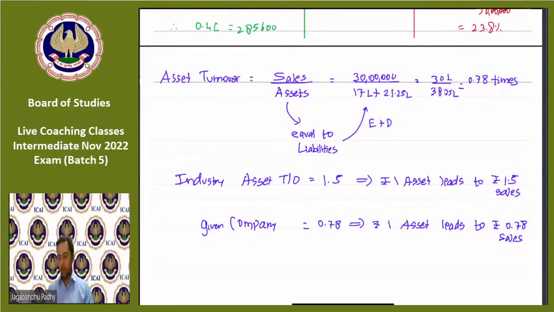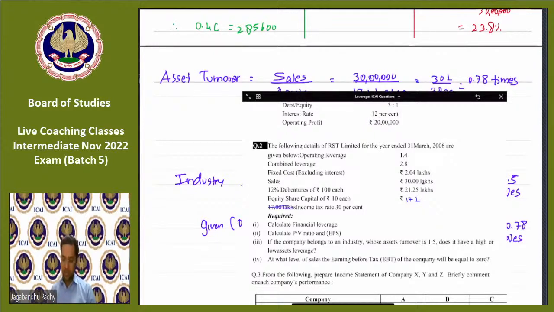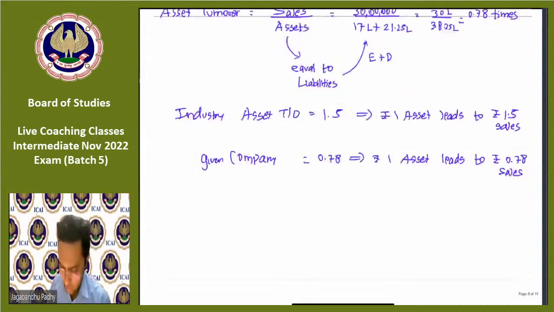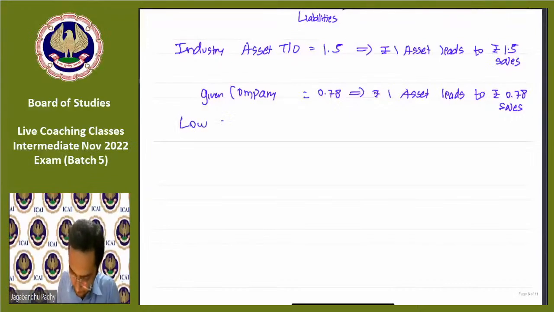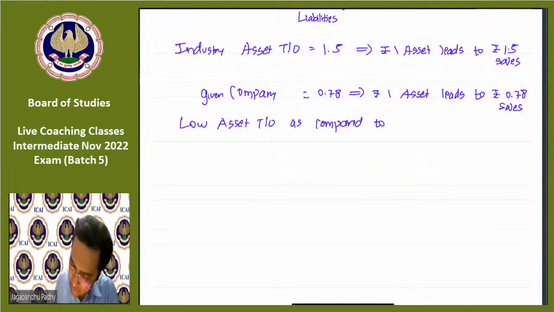So in industry they put up 1 rupee asset and they're able to generate 1.5 sale, and this company putting 1 rupee asset is able to generate only 78 paise of sales. Is it really doing good as compared to the industry? Of course not, sir. We are not at par with the industry. We are performing lower than the industry. So we can say we have a low asset turnover as compared to industry.